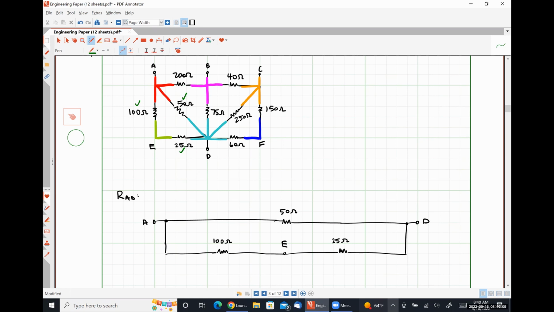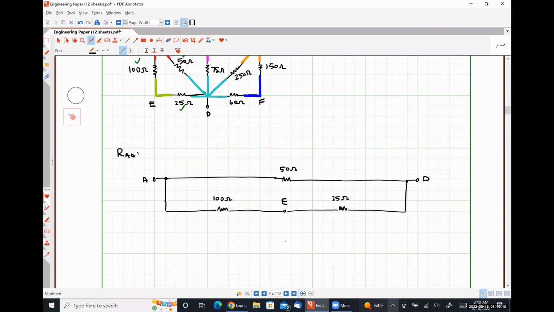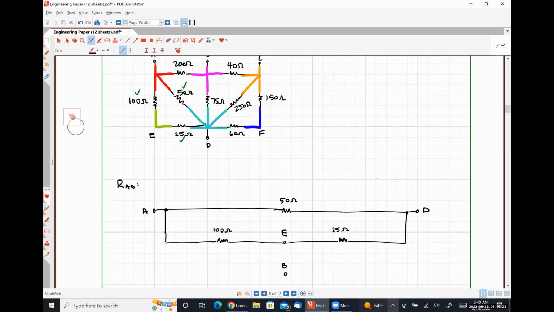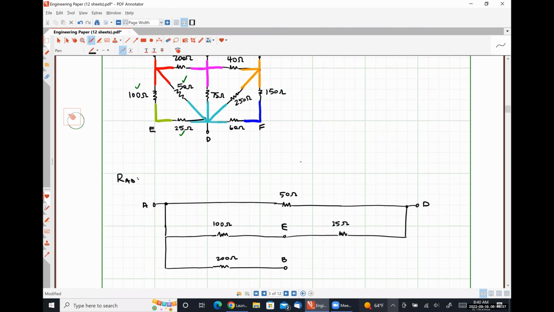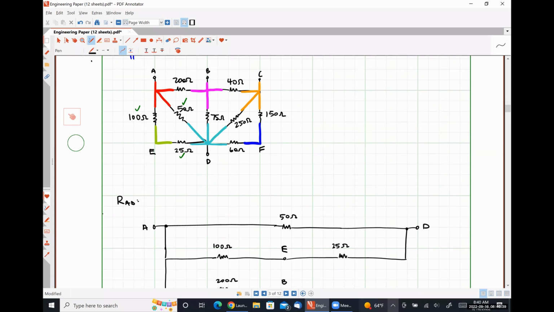How else can we go from A to D? Go through B, okay? So let's put B here in the middle. We can go from A to B through the 200 ohm resistor. And then we have multiple different routes we can go from B to D through. So let's start with the obvious one, the direct path through the 75 ohm resistor.